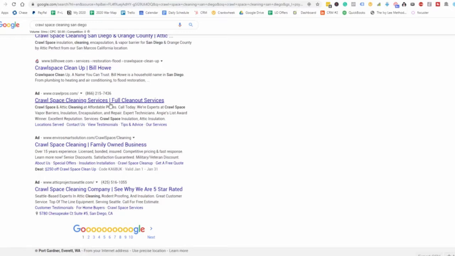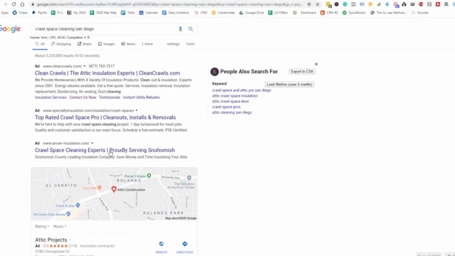Crawl space cleaning services. Okay, full clean out services, crawl space cleaning. So these are pretty much all the same here as far as the headlines. They're not really differentiating themselves, and it's probably why they're at the bottom here, which makes the most sense because they're pretty much saying the same thing. It's not anything enticing. So if these guys maybe changed this up to one of the top or the best, or do you need crawl space cleaning services, right? Talking to the searcher, they would improve their click-through rate and their ad in general, and it would most likely get up here to the top, right?